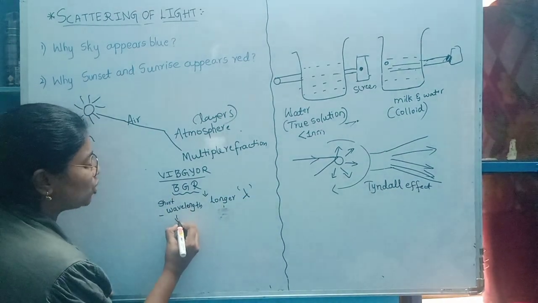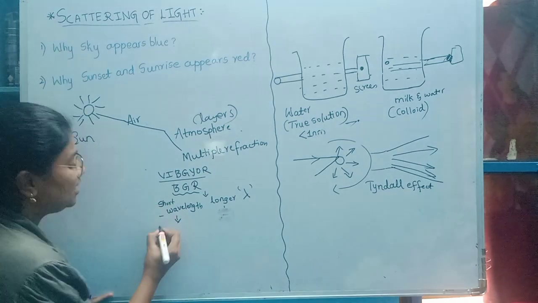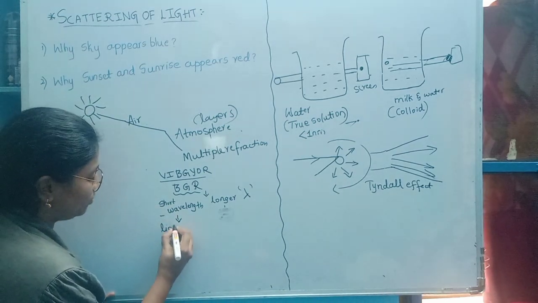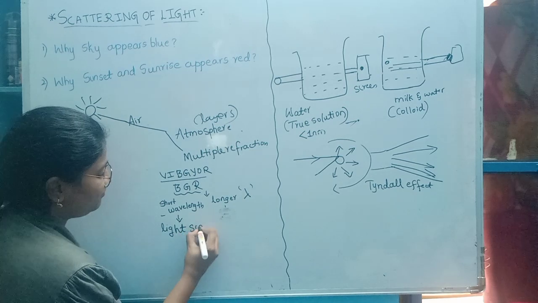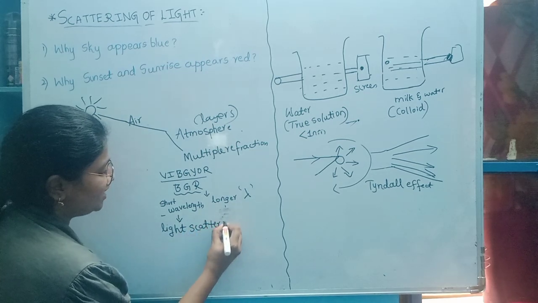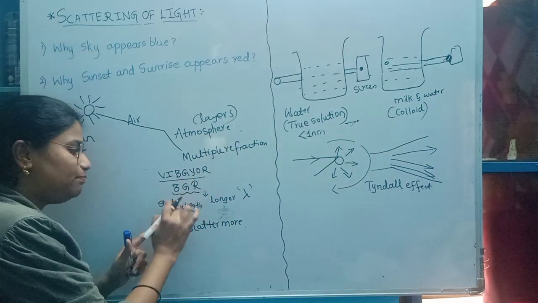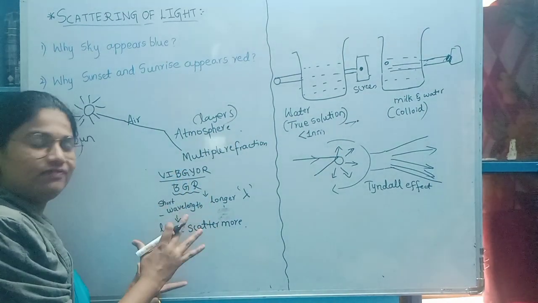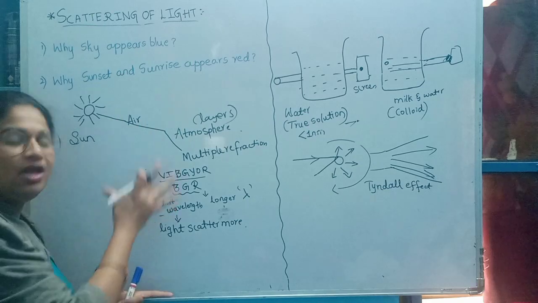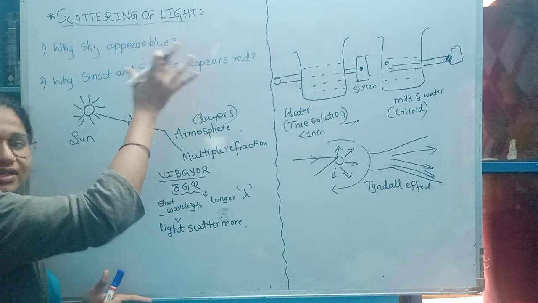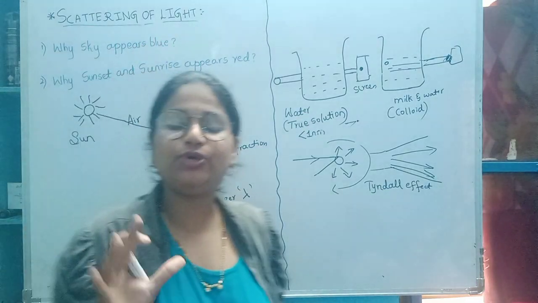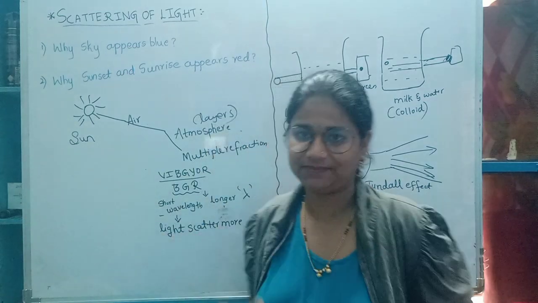The light ray which has a shorter wavelength scatters more. As the blue has a shorter wavelength, it scatters more. That is why the sky appears blue, due to the shorter wavelength.